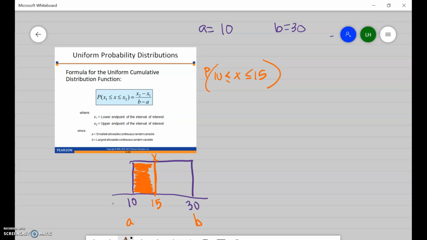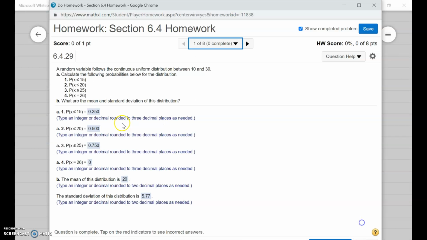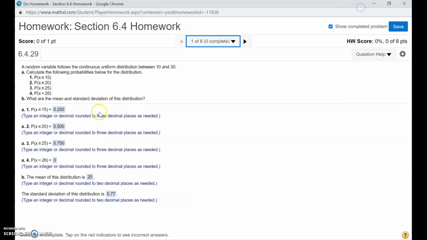So this is X2 and X1. We're going to plug it into our formula, which is 15 minus 10, X2 minus X1, over B minus A, which is 30 minus 10. And we're going to get 5 over 20, which is 1/4, which is 0.25. So that is our probability that X is less than or equal to 15.